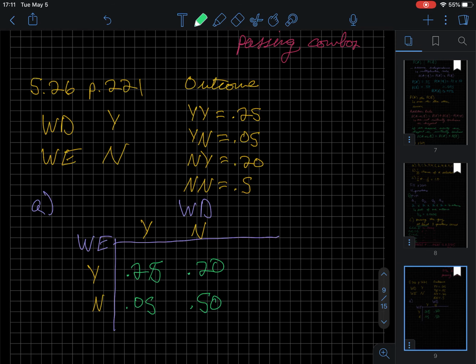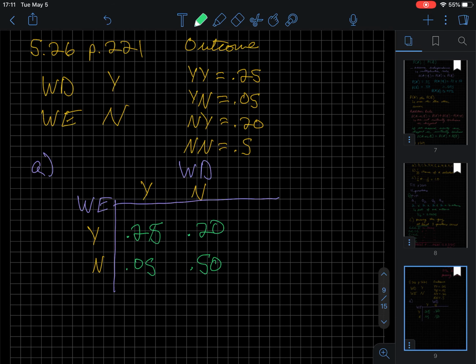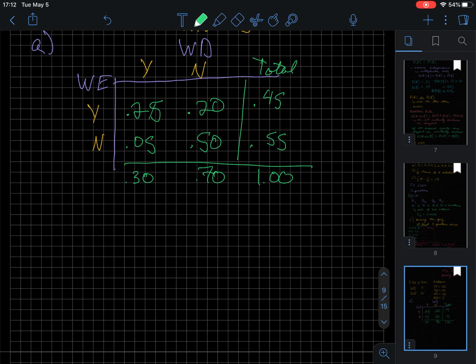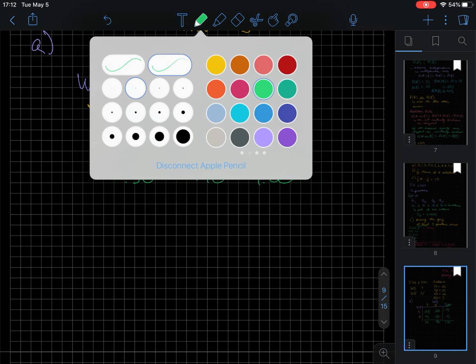So these are the 4 total outcomes, or 4 characteristics, that we create this probability from. If we create this total, we know this is 0.45, this is 0.55, 0.30, and this is 0.70. And these all sum up to 1, so we know we at least got that part correct. So part B is asking us, let's get back to our color.